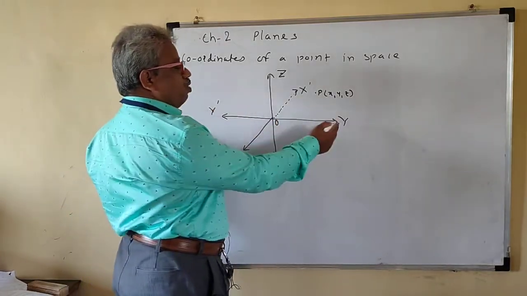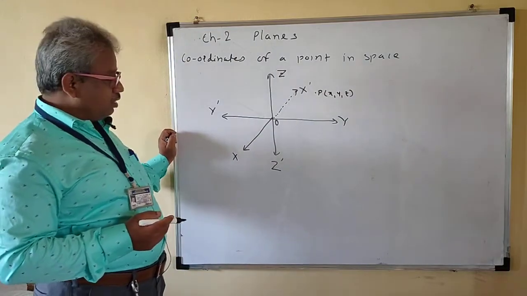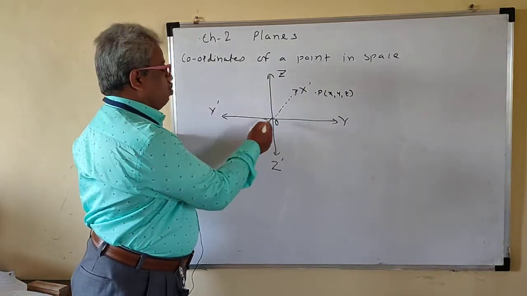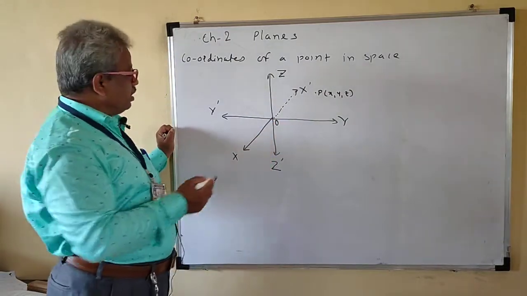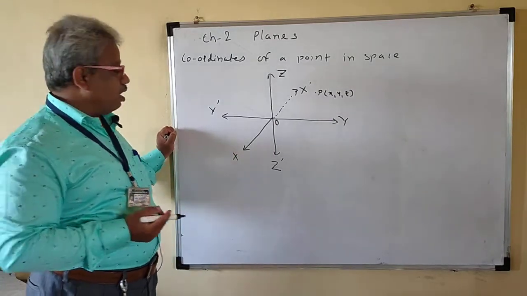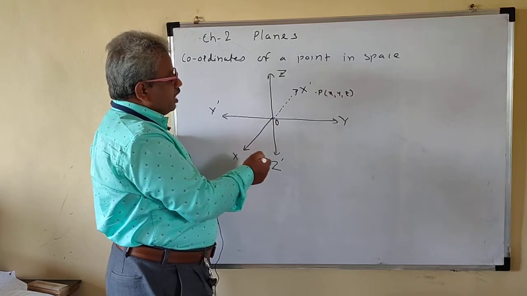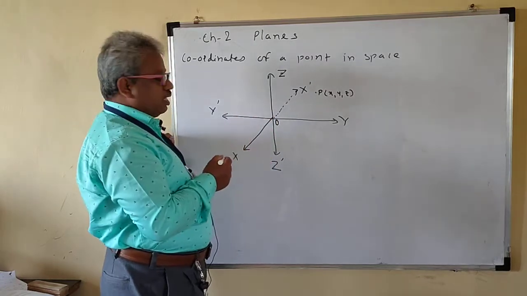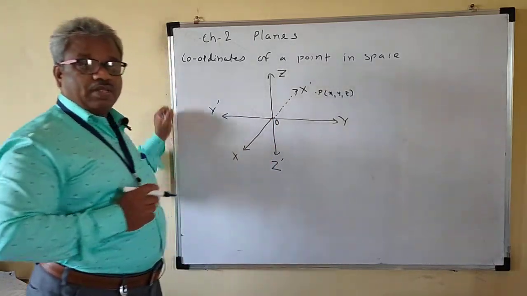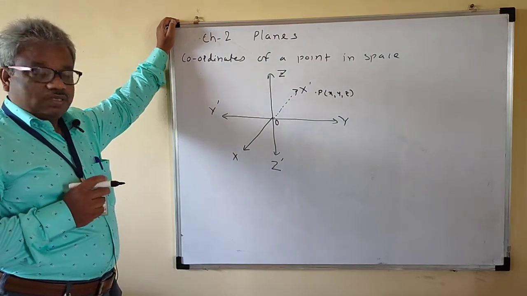This is Y prime OY, the y-axis. OY is the positive y-axis, and OY prime is the negative y-axis. This is Z prime OZ, your z-axis. OZ is the positive z-axis, and OZ prime is the negative z-axis.